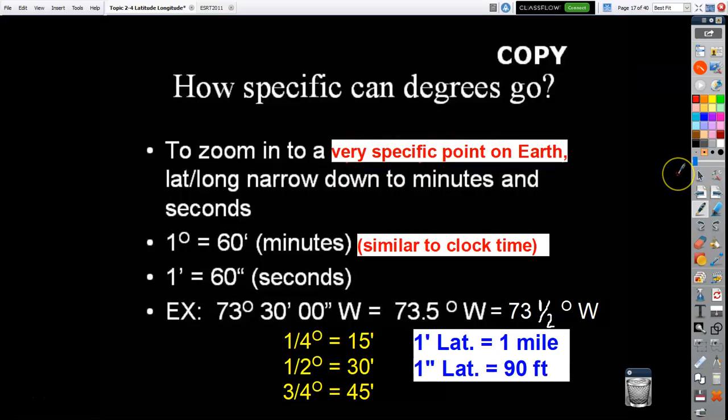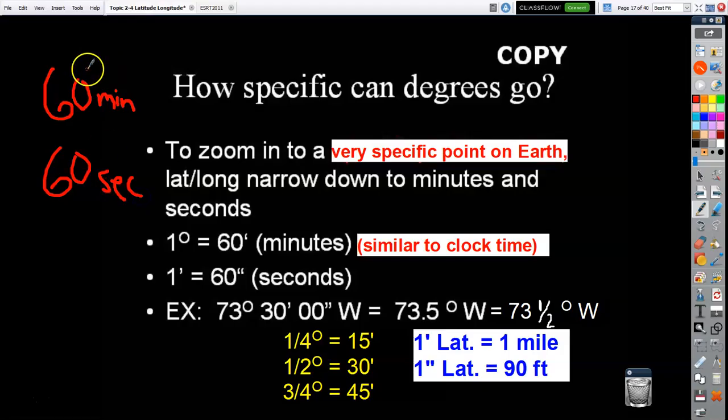And one more thing. Degrees of latitude can be broken down into smaller units. I teach this every year: I tell kids, think of a clock. How many minutes are in an hour? The answer is 60. And how many seconds are in a minute? 60. So if you remember that there's 60 minutes in an hour and 60 seconds in a minute, you're breaking down an hour into smaller units. An hour is broken into 60 minutes, and a minute is broken into 60 seconds.